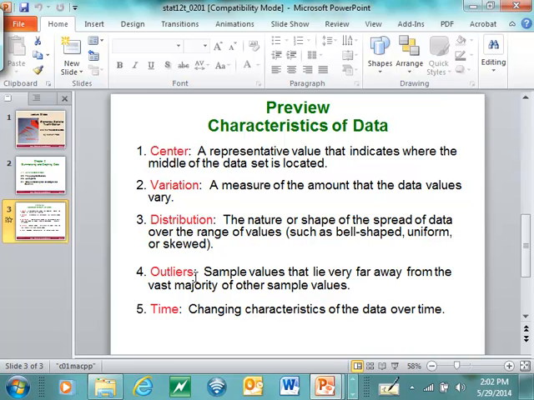We're curious to know, are there any outliers? And then what is the significance of any outliers? And briefly, an outlier is just a data value that is relatively far away from the main body of data. And then finally, if time is one of the variables in play, how is the other variable changing relative to time?